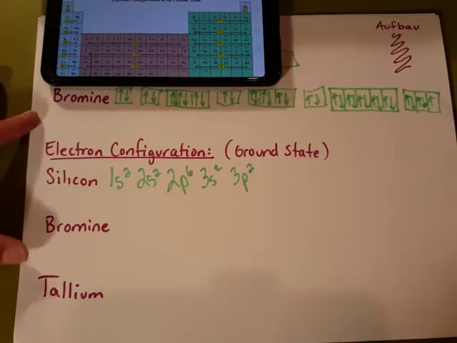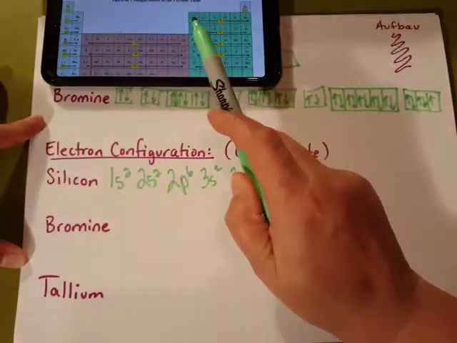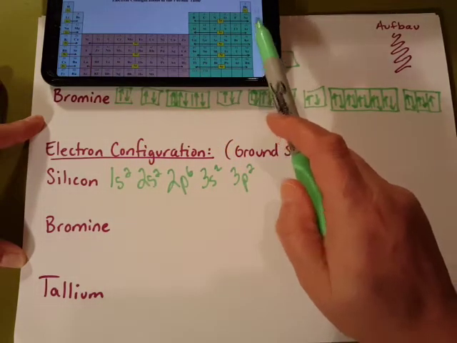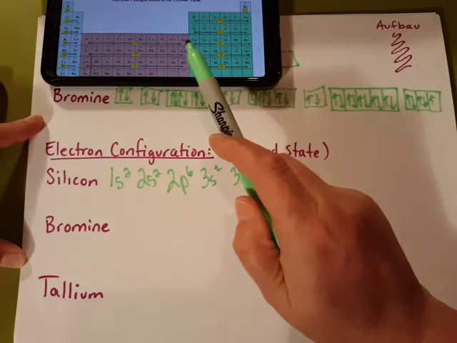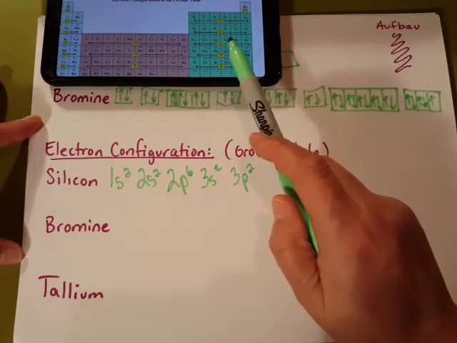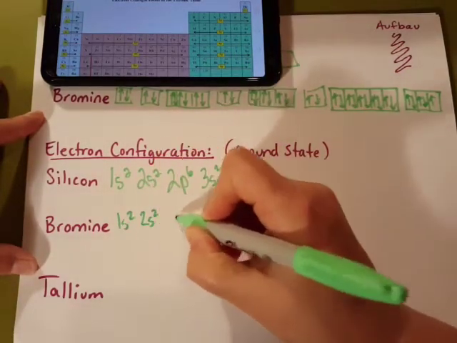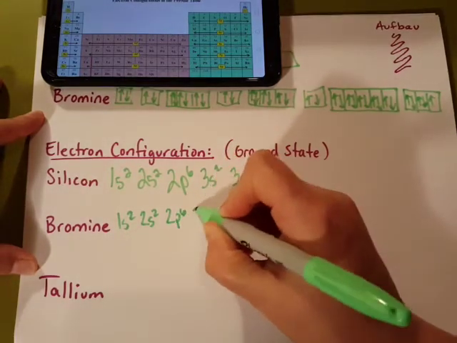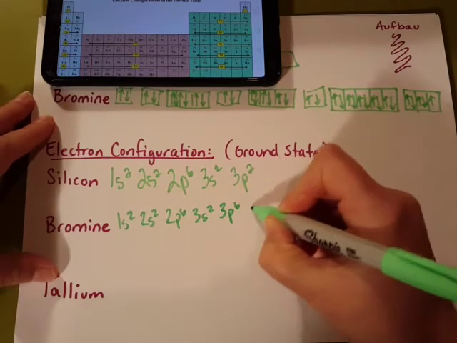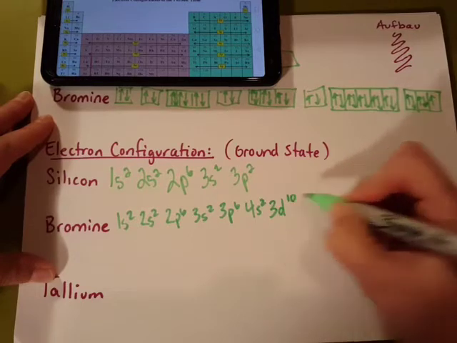For the bromine, again, we're going to follow 1s2, 2s2, 2p6, 3s2, 3p6, 4s2, 3d10, 4p5. A lot of people will also stick to the Aufbau principle chart to help them get themselves off the ground.